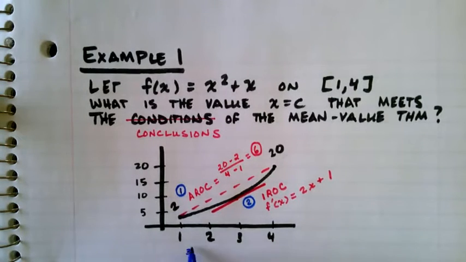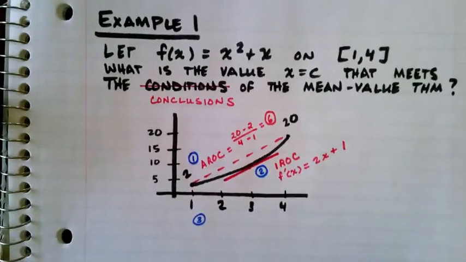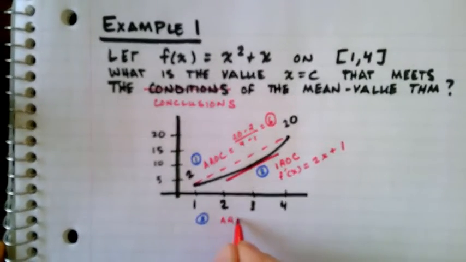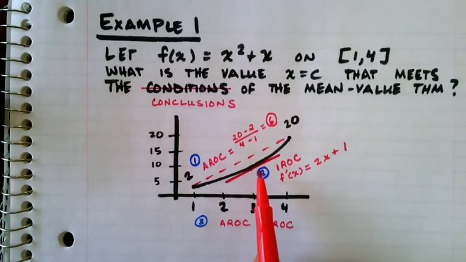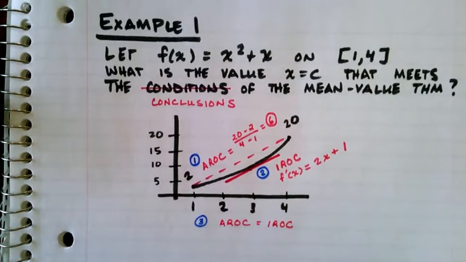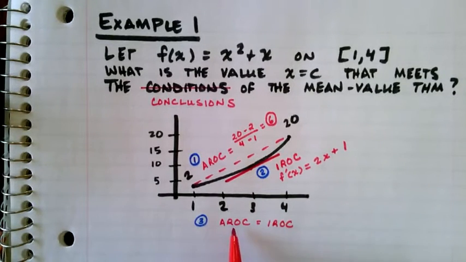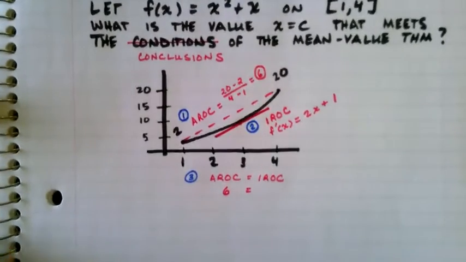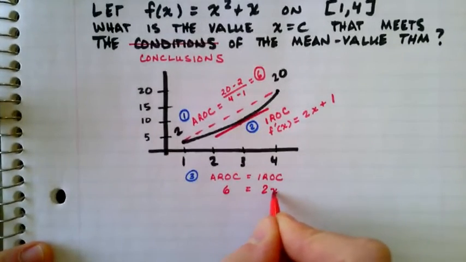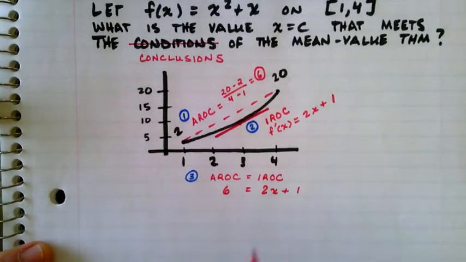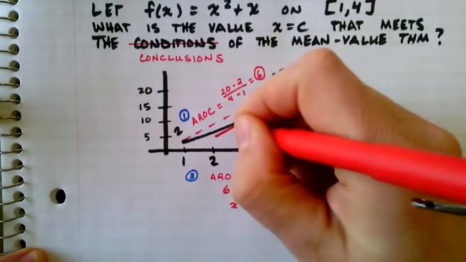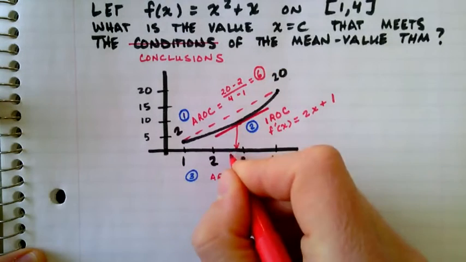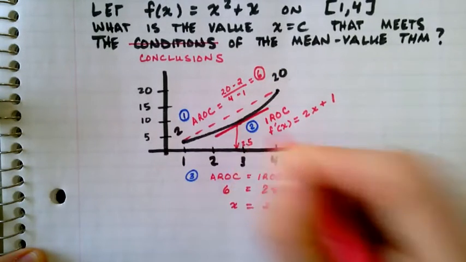So that brings us to the third and final step, which is that we need to set the average rate of change equal to the instantaneous rate of change. As I'm looking at this, it looks like it's going to be somewhere around 3 or maybe a little less than 3 based on my picture. We'll see. So the average rate of change was 6, and the instantaneous rate of change is always 2 times x plus 1. And if we solve that equation, we get that x is equal to 2.5, which seems pretty reasonable for my drawing, that this would be at about 2.5.